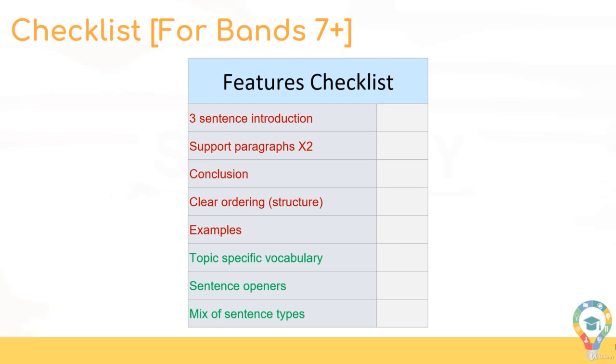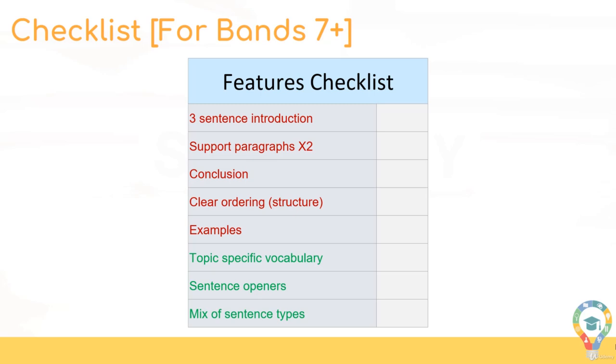So, I need to include a 3-sentence introduction. I'm going to need 2 support paragraphs and a conclusion. In the conclusion, there may or may not be an opinion sentence. There needs to be some clear ordering and structure in my writing. So that's really thinking about my organisation. I need to include some examples too.